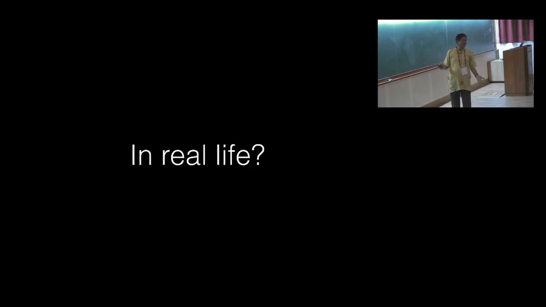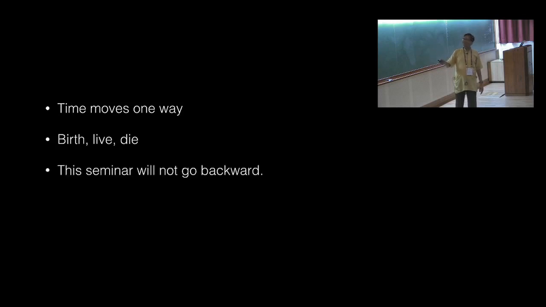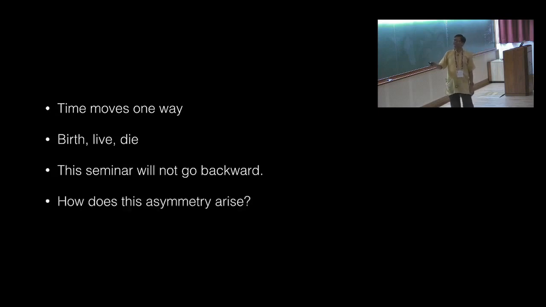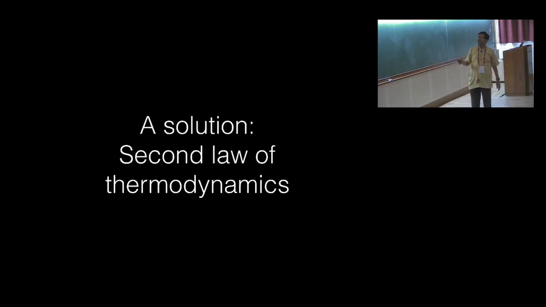So in real life, of course, we don't see forward time and backward time to be the same. There is no need to say this: time moves one way, it always goes that way, not that way, and the seminar doesn't go backward, fortunately. So how does the asymmetry arise? This has been a puzzle for centuries. Even in the past, from philosophers in Greek times, Indian times, people have talked about time.